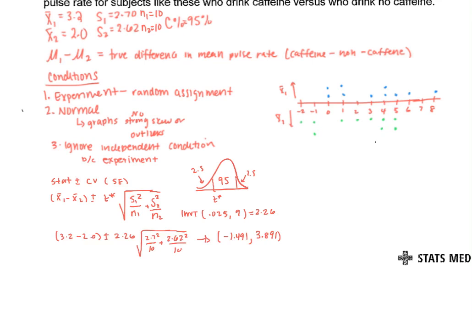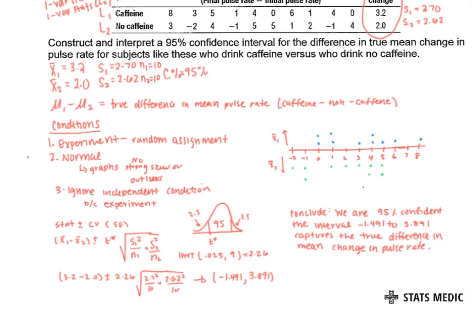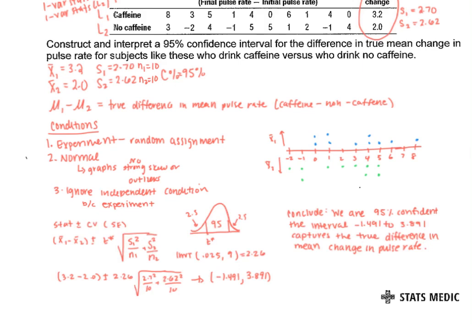The last thing we need to do is conclude. We are 95% confident that the interval negative 1.491 to 3.891 captures the true difference in the mean change of pulse rate. It's helpful if you use the same wording as given to you in the question. So up here they use: find the confidence interval for the difference in true mean change in pulse rate for subjects like those. You could just rewrite everything I highlighted as your conclusion. So that is confidence intervals for a difference of means.